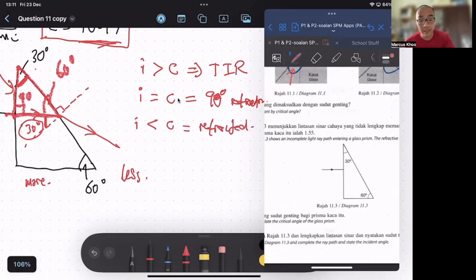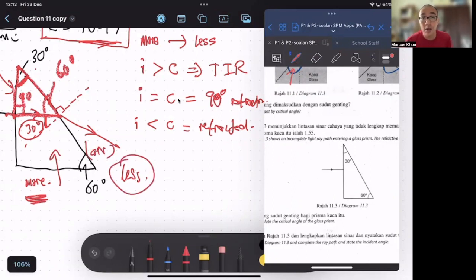Okay, but this is in the case where it is going from a more optically dense region towards a less optically dense region. So inside here, the glass is more optically dense. Outside here is air. Okay, air is less optically dense.